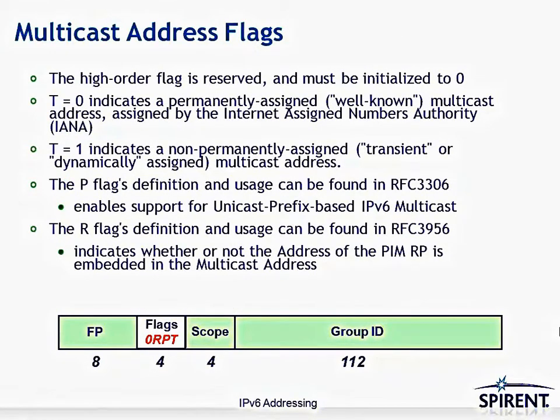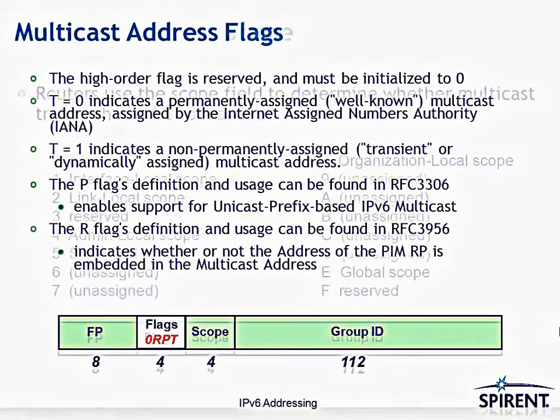The multicast address flags, of which there are 4, are broken up into the T flag, which is the least significant bit, which determines whether it's a well-known address that's actually assigned by the IANA, if it's 0, or if it's 1, it indicates a non-permanently assigned address, generally one that maybe an organization is using for its multicast applications. There's also a P flag, whose definition and usage can be found in RFC 3306, and also an R flag, whose definition and usage can be found in RFC 3956.